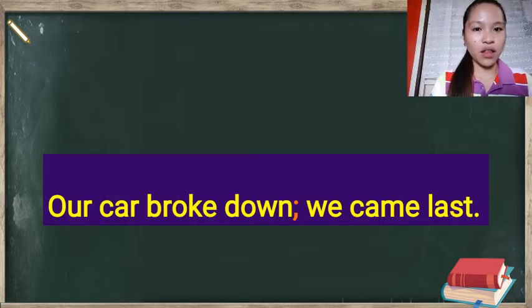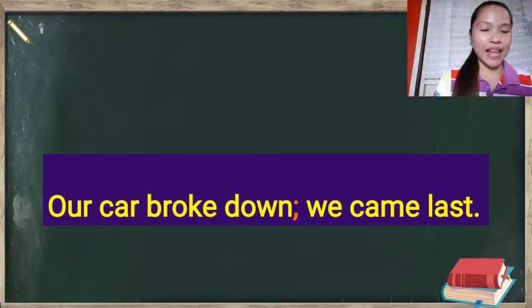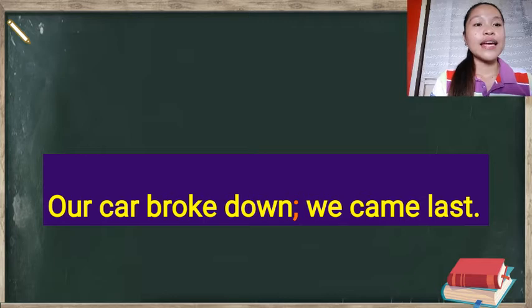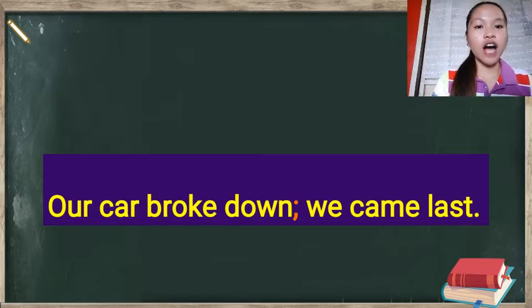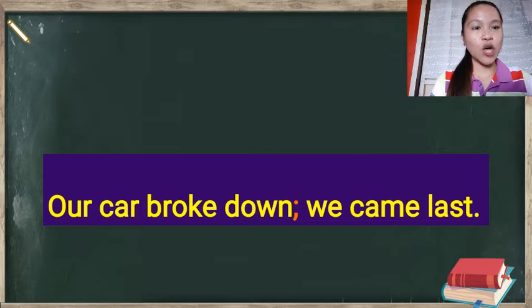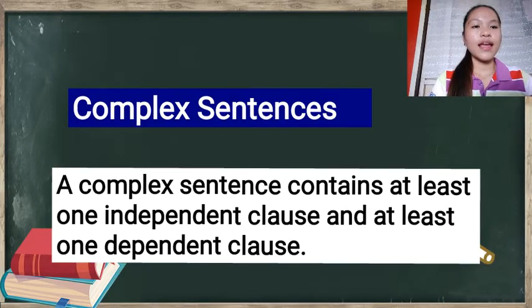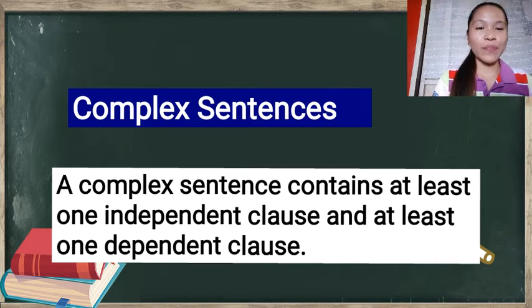Another example, our car broke down; we came last night. It is separated with a semicolon. So the two independent clauses are our car broke down. It can stand alone. We came last night can stand alone also. So it is a compound sentence. Let's move on to a complex sentence.